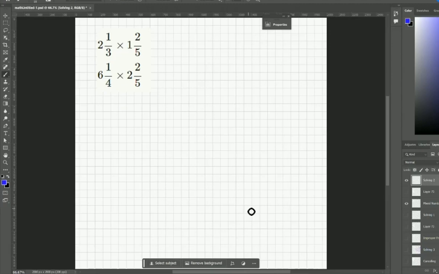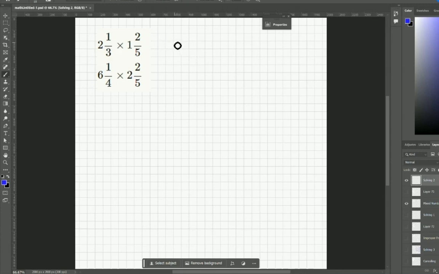Okay, welcome back. We're going to look at mixed numbers here. Now, the first thing we want to realize is we have to do something to fix these up so we can use our rules of multiplication. And the first thing we're going to do is turn these into improper fractions. And that's a super simple thing to do.